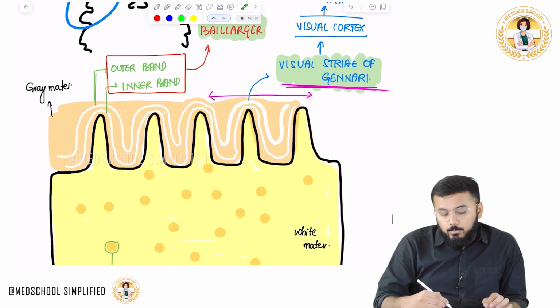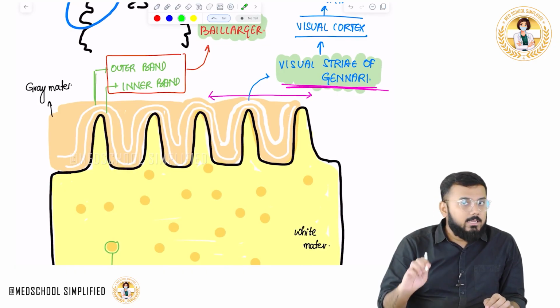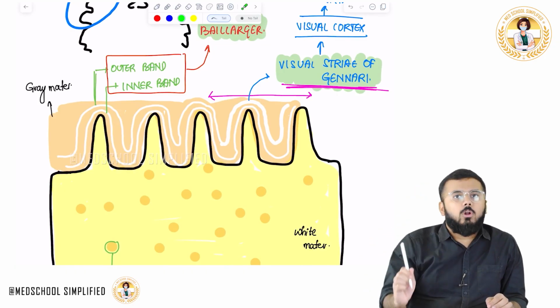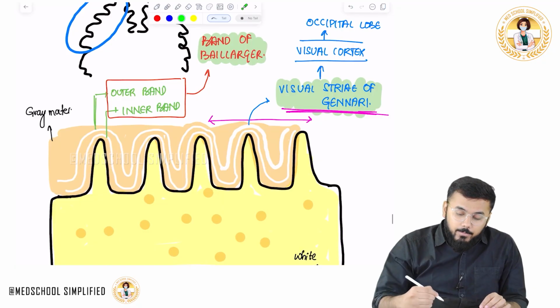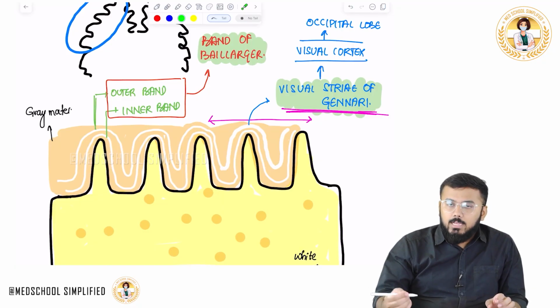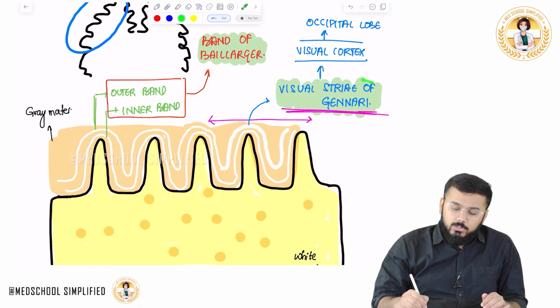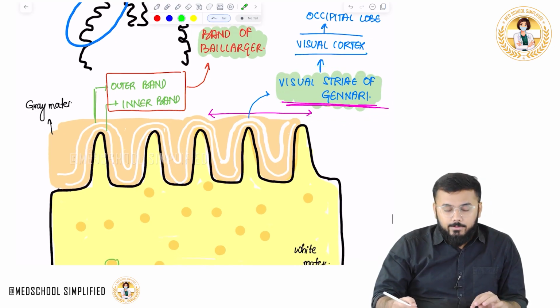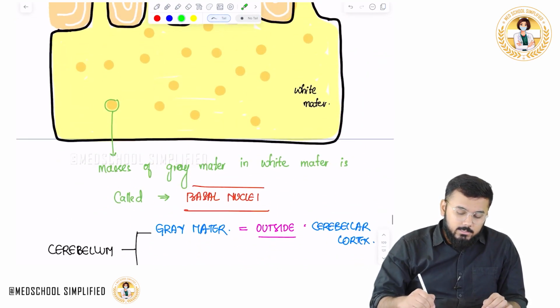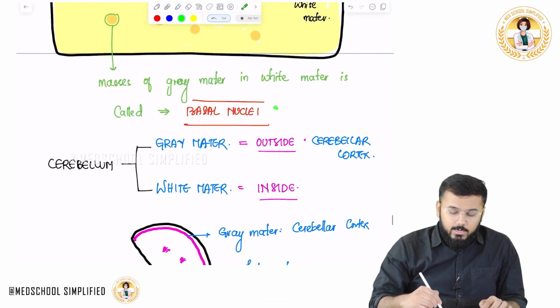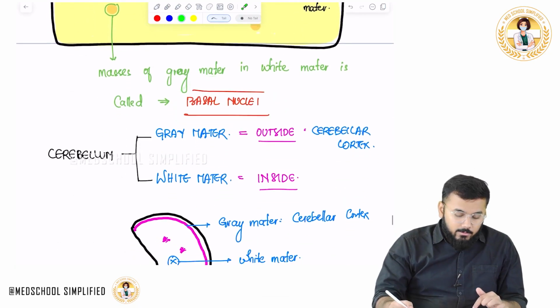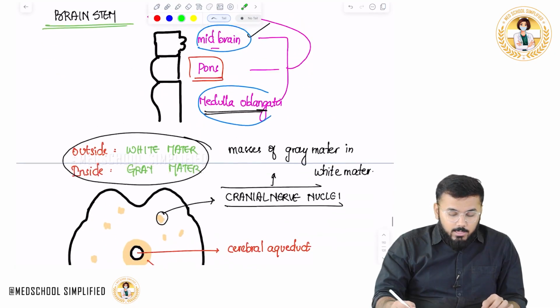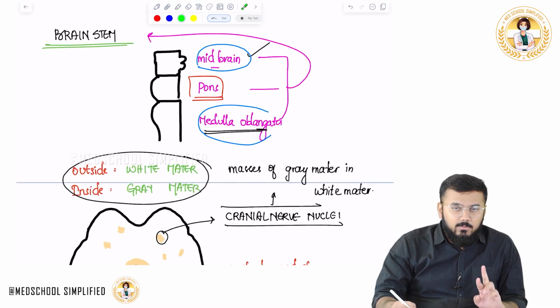Next, in the occipital cortex at the back, the outer band is thicker in comparison with the inner band, right? So that you call the visual stria of Gennari. Next important thing is pieces of gray matter located here are called basal nuclei. When it comes to the cerebellum, the same thing. Next, when it comes to the brainstem, everything will reverse.